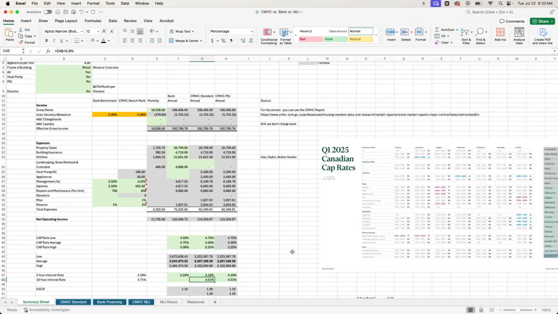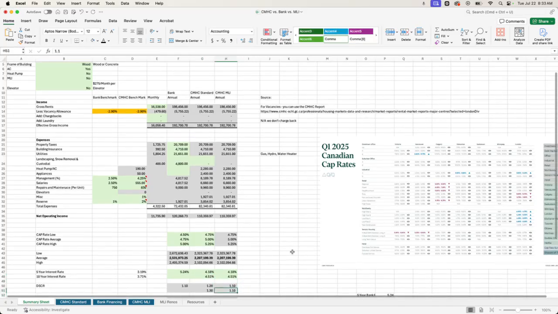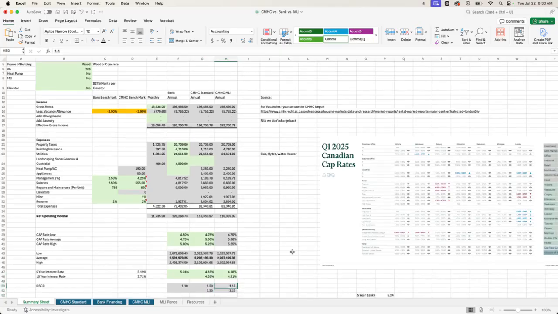So when we look at all three of them, we know that MLI Select had the best DSCRs at 1.1. The bank's only going to do a 5-year term, so that's at 1.1 as well. Sometimes the bank will even go as low as 1.